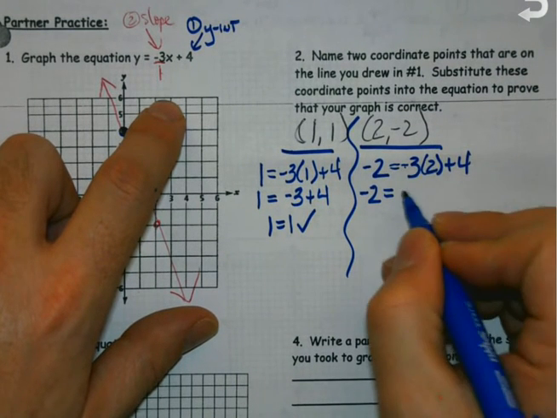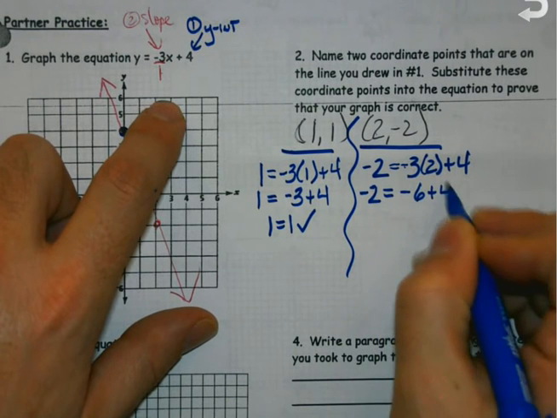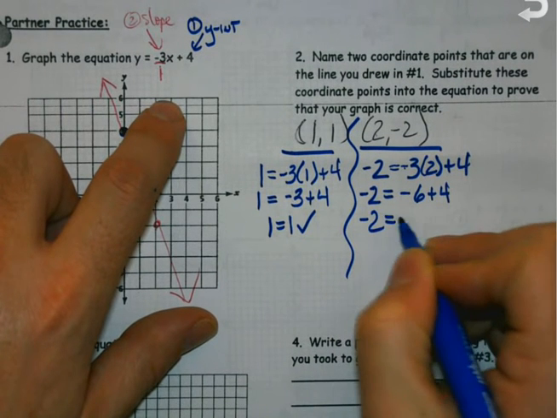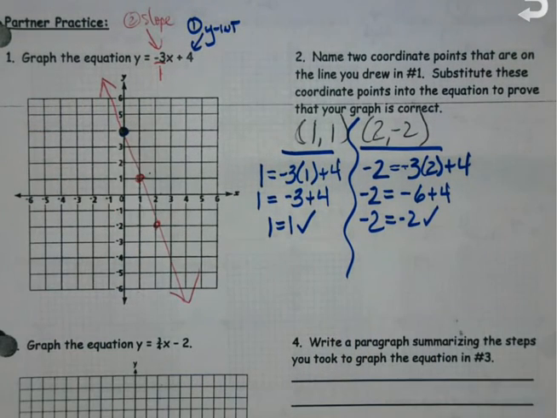Negative 3 times 2 is negative 6. If I add 4, I get negative 2. Okay? So it's just my way of double checking and being sure I got it right. And so your only job left on this side is going to be to graph the equation right below, and then write a paragraph. Basically tell me how you graphed it.